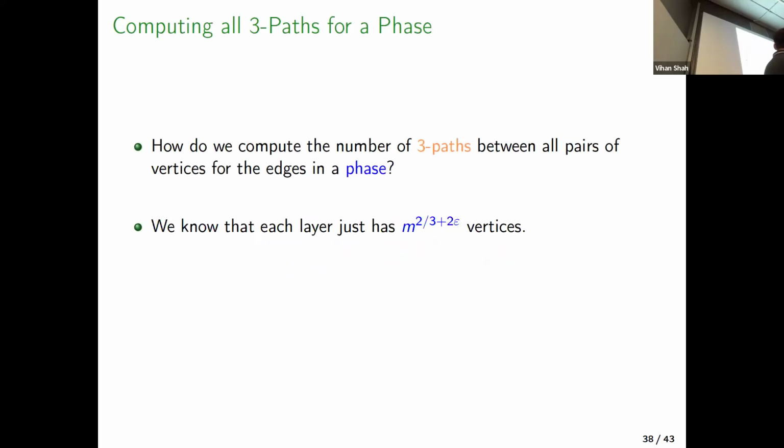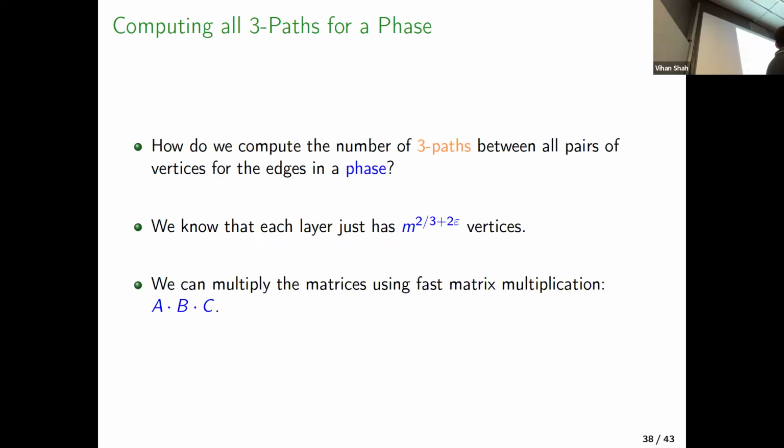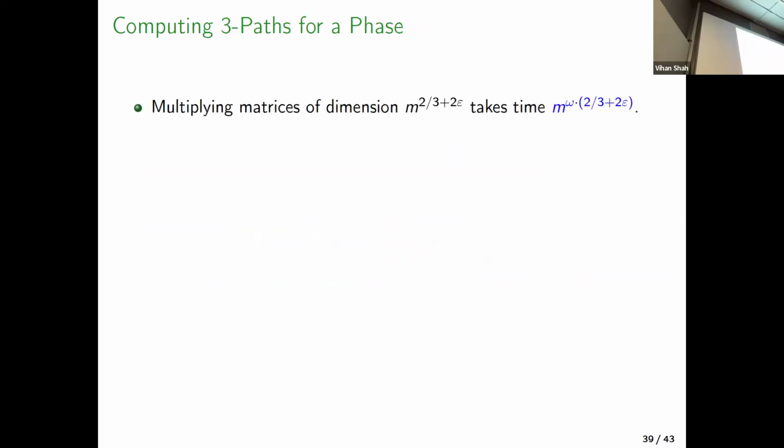And how do we compute this? You're just using fast matrix multiplication, and you know the layer sizes are this one. So the complexity will be just this thing times omega. And yeah, we're almost done.